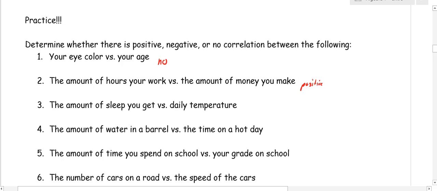The amount of sleep you get versus the daily temperature. So think about when we sleep, we usually sleep about the same amount of hours. So it doesn't matter if it's winter or summer, we're still sleeping about the same hours, so this is no relationship.